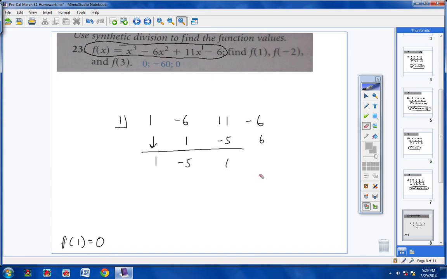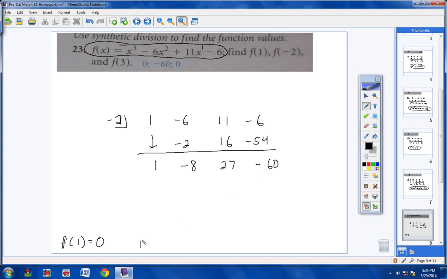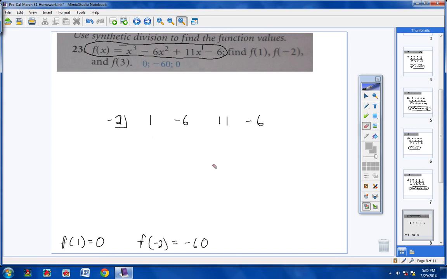And now we don't have to set all this up again. Let's just erase this. And now the next number we're going to evaluate is f of -2. So I'm going to put a -2 right here. And here we go. Bring down your 1. Multiply, you get a -2. Combine, you get a -8. Multiply, you get 16. Combine, you get 27. Multiply, and you get -54. Combine, and you get -60. So f of -2 equals -60. For me, that's a lot faster than putting a -2 in everywhere there's an x. Synthetic division is a really cool method to become familiar with.